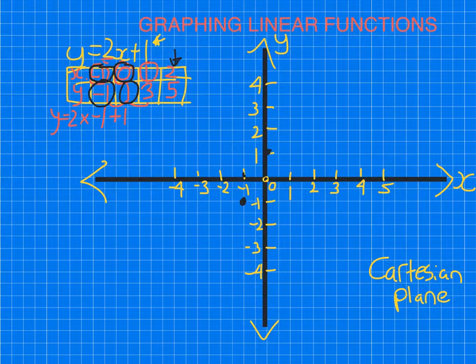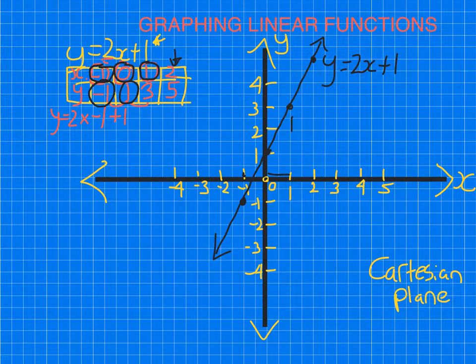Then I do the same. X is 1, y is 3. So I go across to x is 1, I go up to y is 3. And then I have another point and do the same. X is 2, y is 5 would be up here. So all you have to do when you've plotted the points is join them up, and you should see that this lies in a straight line. Make sure you label the line with your equation. Okay, how easy is that?